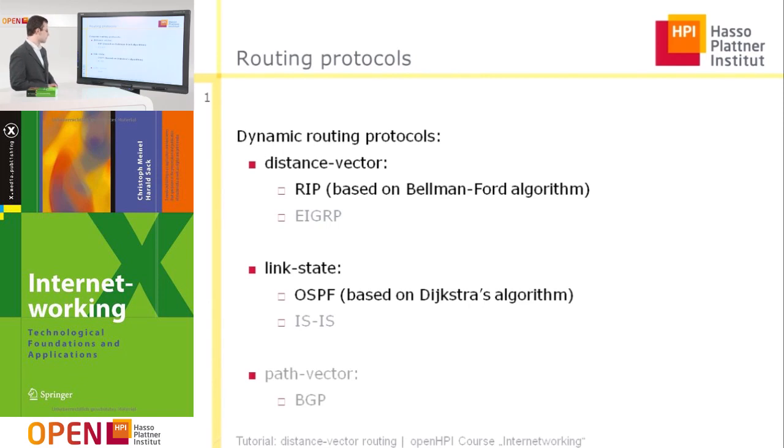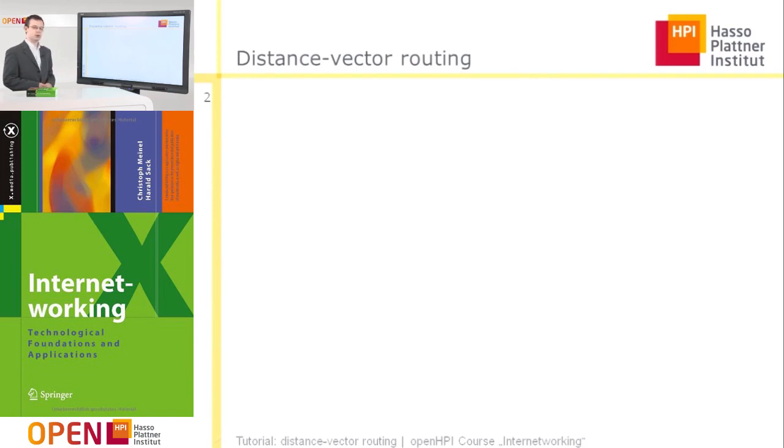Finally, there is one more dynamic routing protocol class called path vector routing protocols. Namely the Border Gateway Protocol, which is sometimes also classified as a distance vector protocol, and this protocol tries to use the best of both distance vector and link state approaches. Let's now talk in more detail about distance vector routing and how it works and the specifics of this.